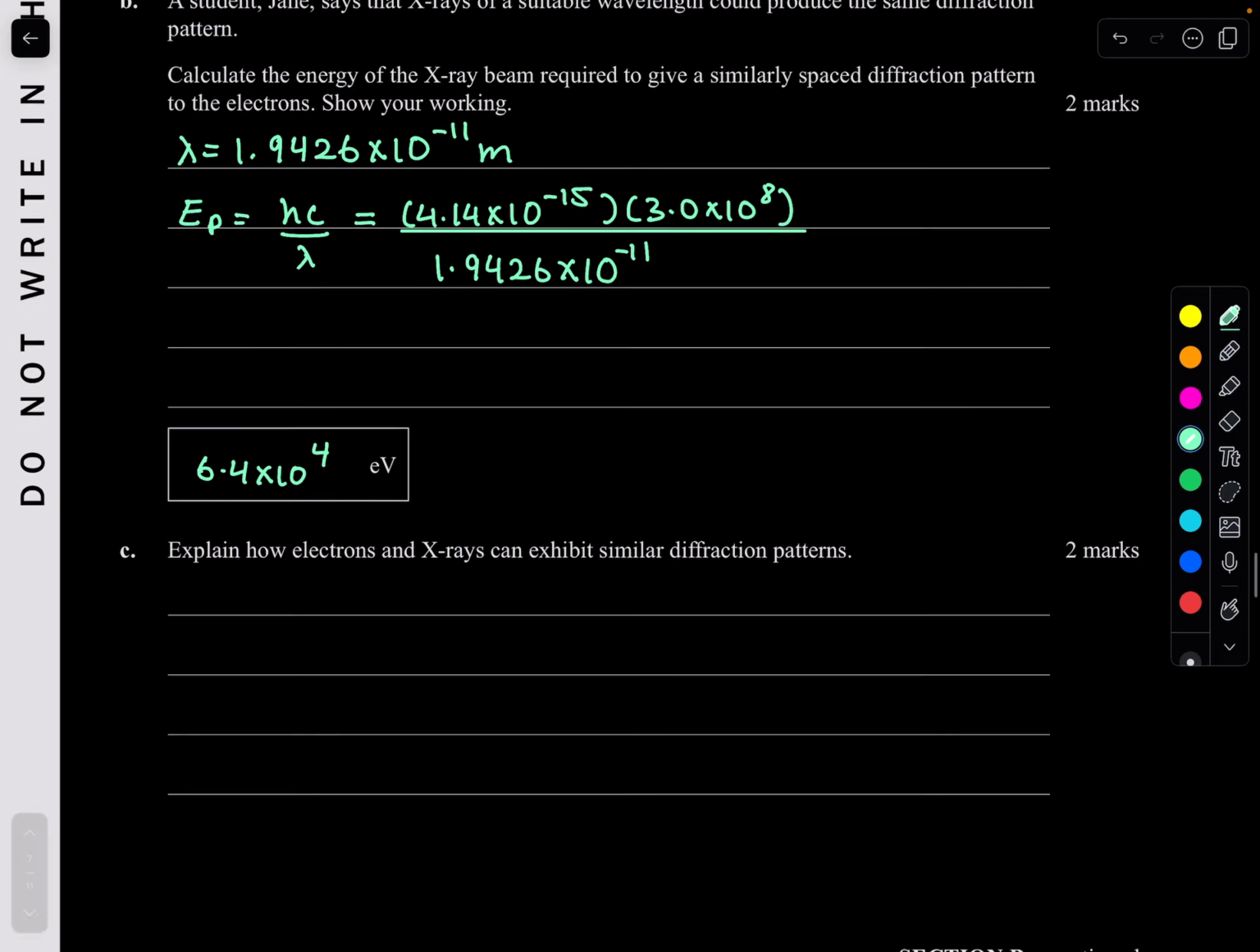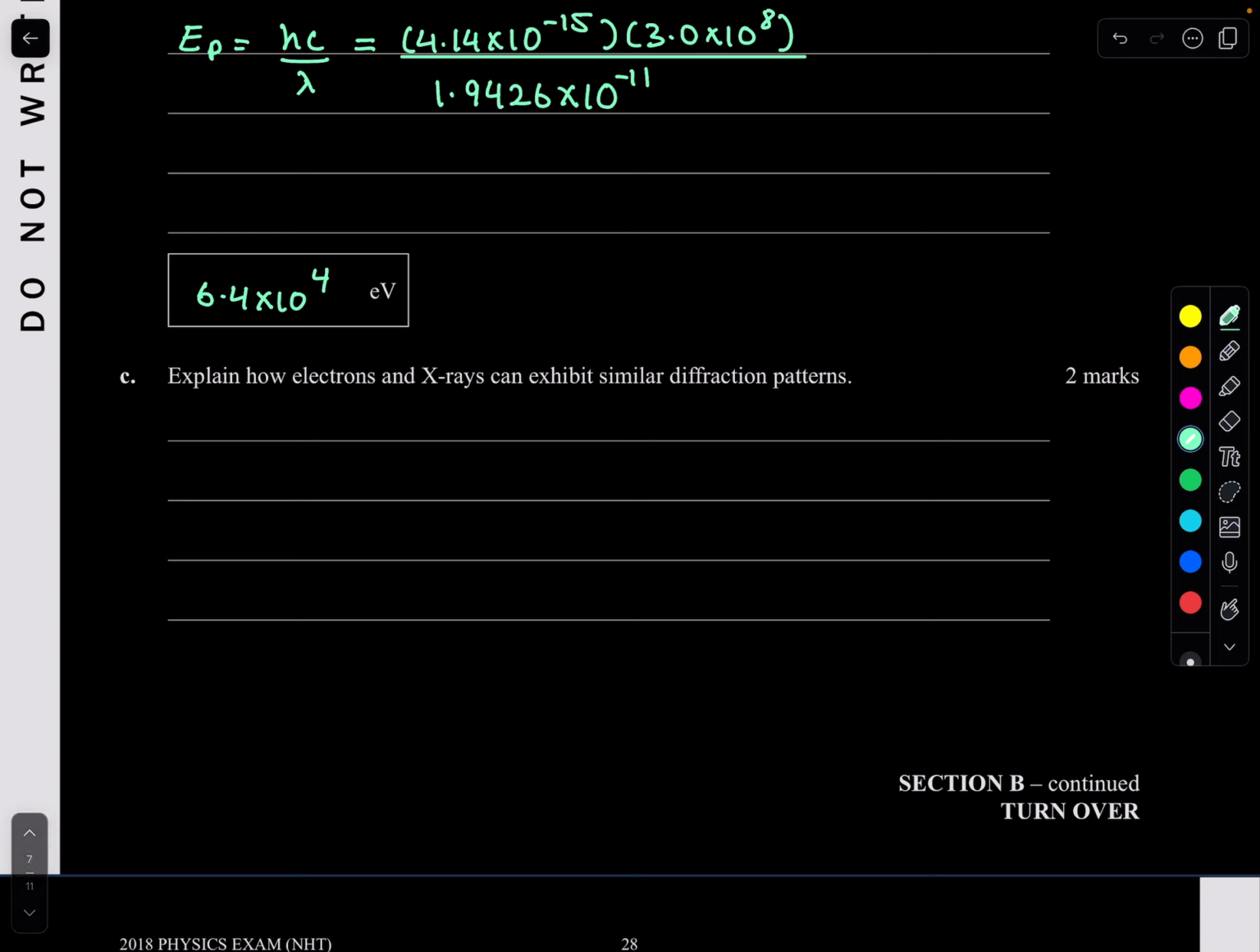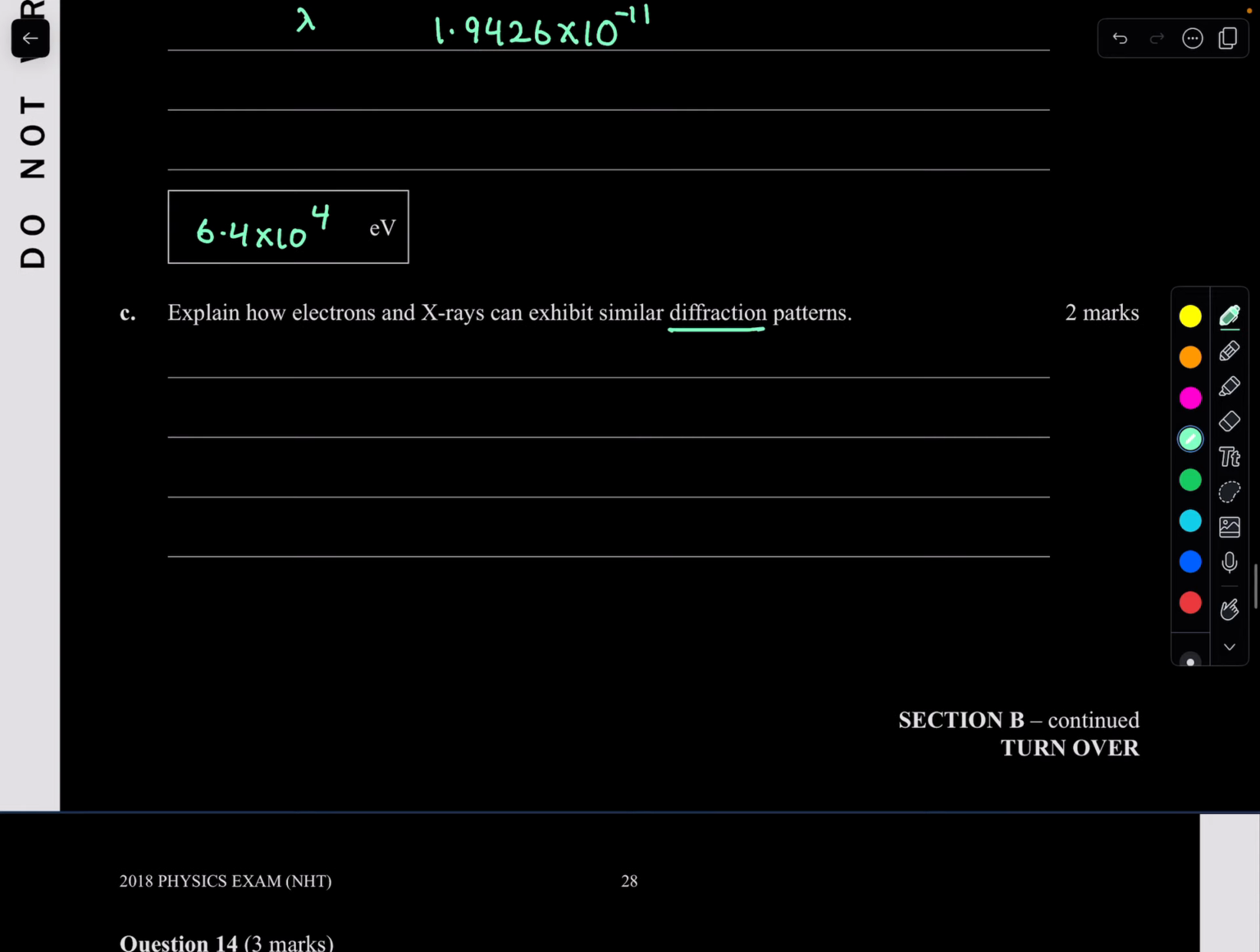Easy. Beautiful. Explain how electrons and x-rays can exhibit similar diffraction patterns. What a beautiful, easy question. Why do they have the same diffraction patterns? It's because the electron's de Broglie wavelength must be the same as the x-rays'. Remember, diffraction depends on the width and the wavelength. So if their wavelengths are both the same, they're going to produce the same diffraction pattern.